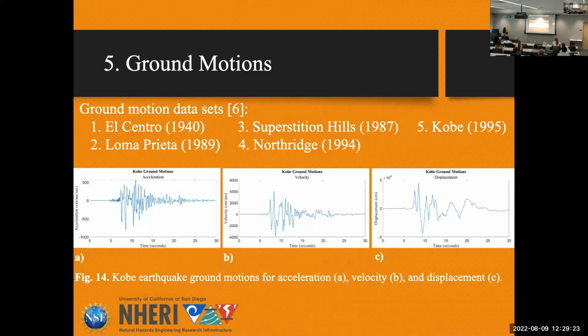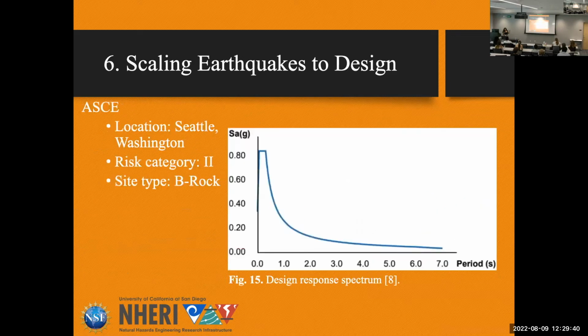The next part is running ground motions on this to see if it works. For my experiment, I used these 5 earthquakes, and throughout this I'm going to be specifically focusing on the Kobe earthquake. Here you can see the acceleration, velocity, and displacement of this earthquake. This earthquake was then scaled to design using ASCE code. To clarify, this building is tested at UC San Diego, but it's made for a location in Seattle, Washington, with risk category 2 and site type B rock.